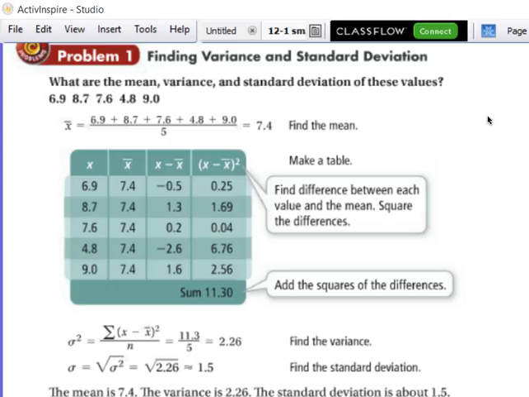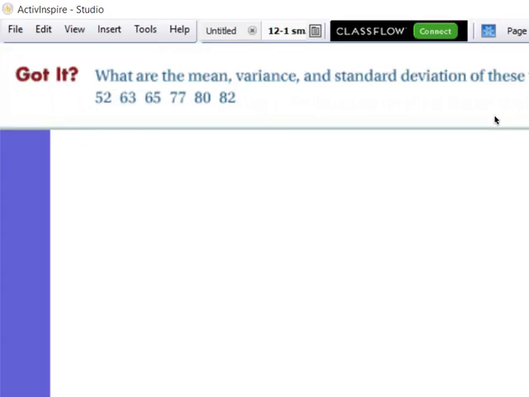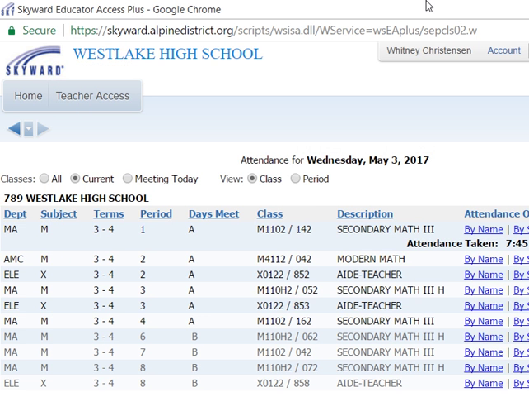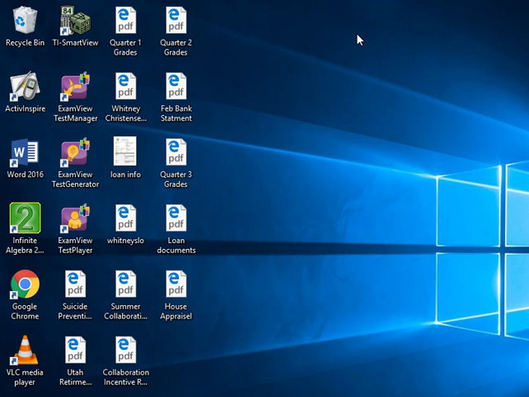I'm not going to make you do it by hand. This is not a stats class. So let's just use our calculator right now. Here we go. It says find the mean, variance, and standard deviation. Let's not do it by hand. So pull up your calculator and go to list 1 and type in those values.